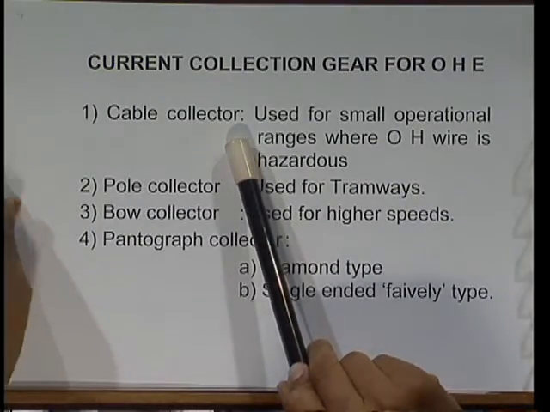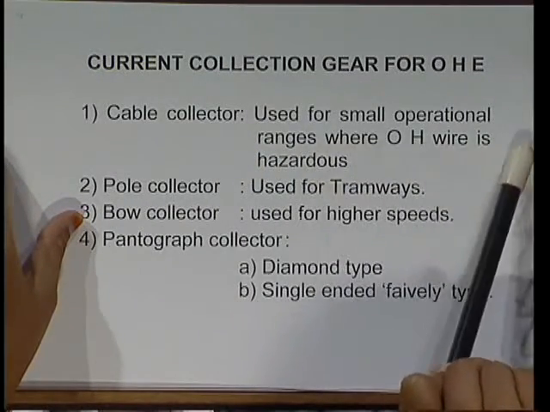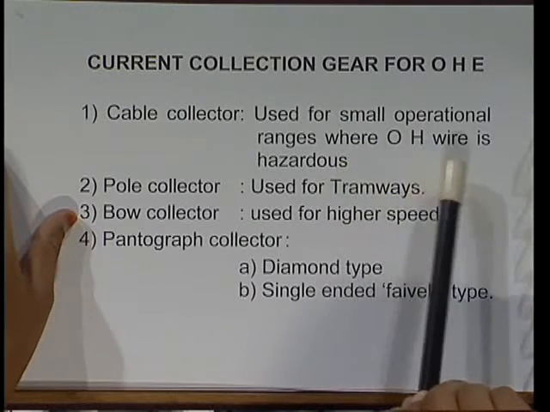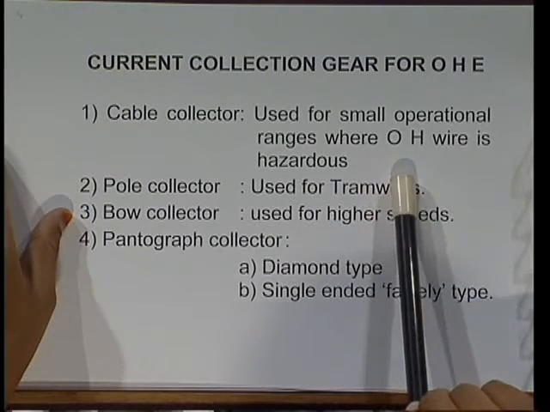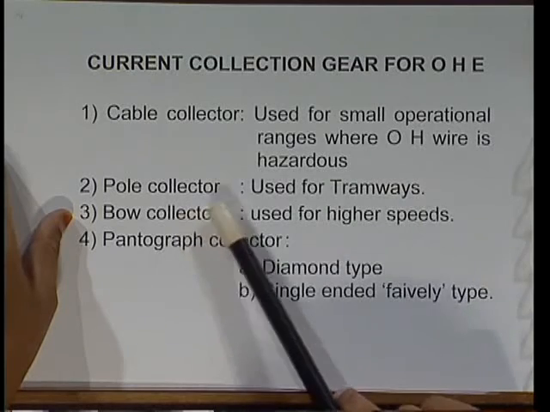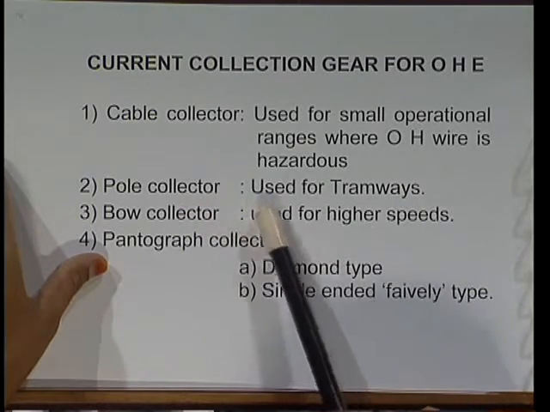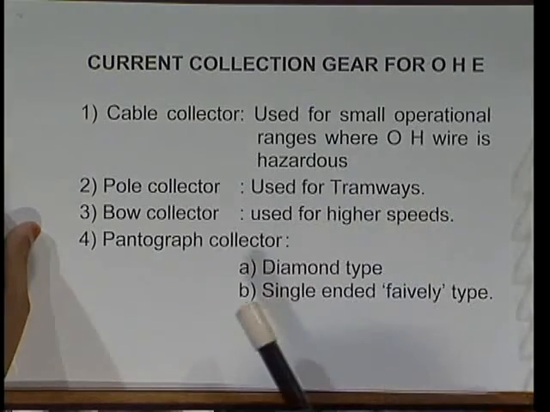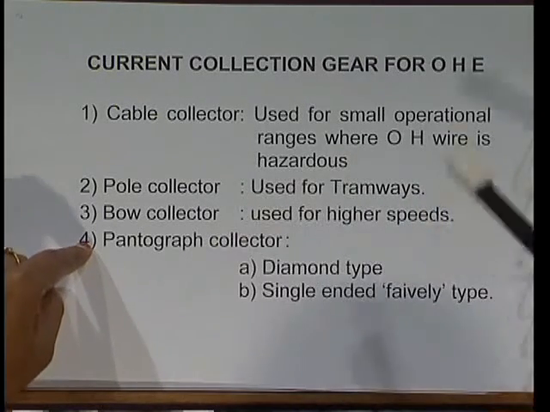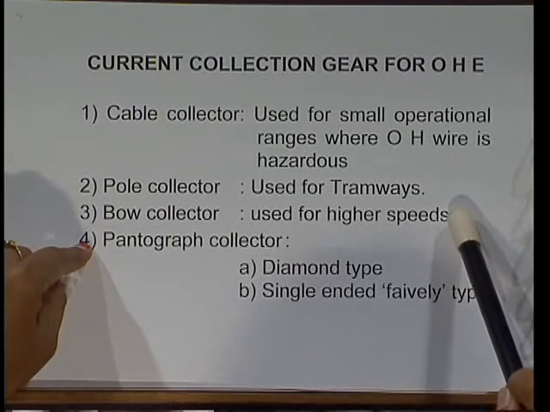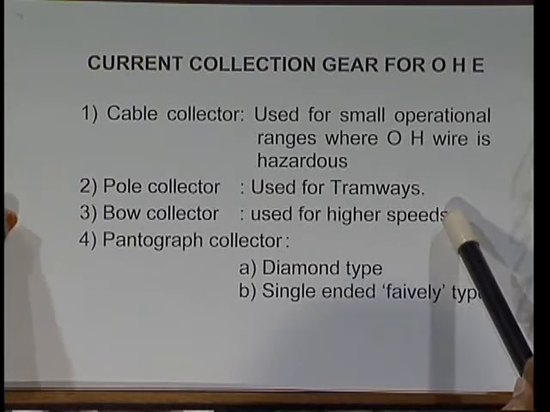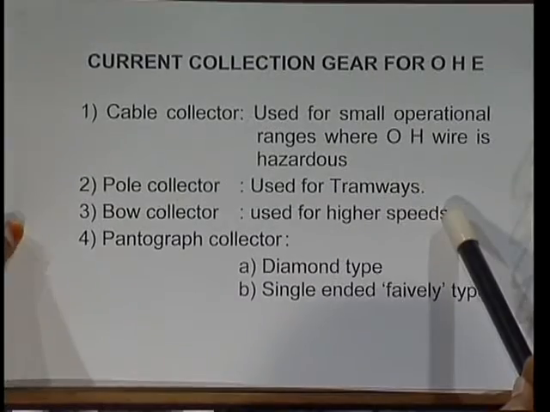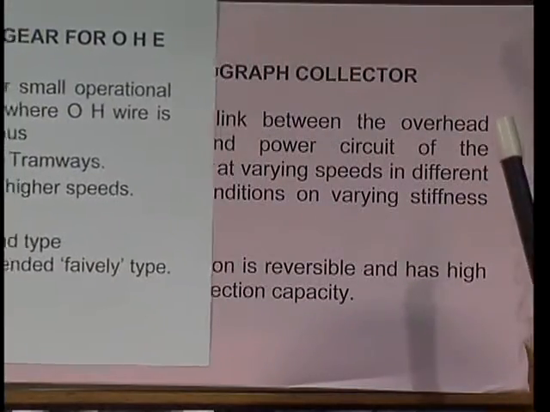The first is a cable collector. This is used for small operational ranges where overhead equipment wire is hazardous. Basically, this is used in gaseous mines. The next is a pole collector. This is used in tramways. The next is a bow collector. This is used for higher speed. The disadvantage of the bow collector is that it cannot be used at varying speeds.